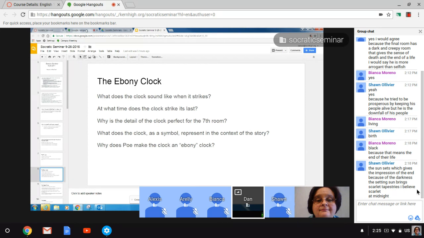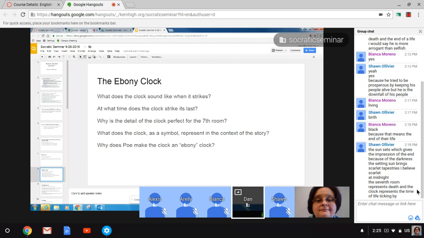So what does the clock as a symbol represent in the context of the story? And I think I just accidentally gave that one away. It represents mortality, the idea that we're all going to die, that we all have only a certain amount of time on Earth. And so that fits in nicely with the idea of the disease, the Red Death.